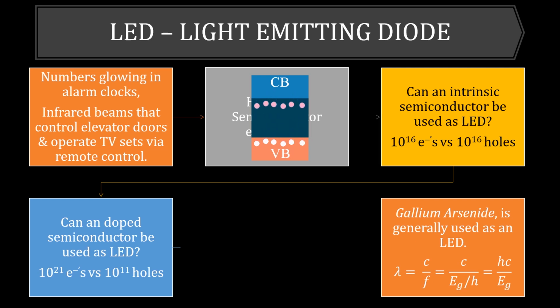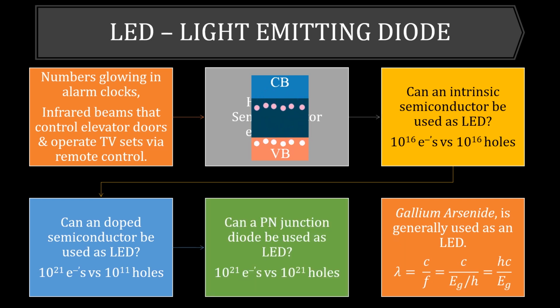So what we do is we take a PN junction diode. Now in a PN junction diode, what is the advantage? On the P side, we have 10 power 21 holes, and on the N side, we have 10 power 21 electrons. So when the holes transit to the N side, 10 power 21 recombinations take place per meter cube, and that makes the light intense enough.